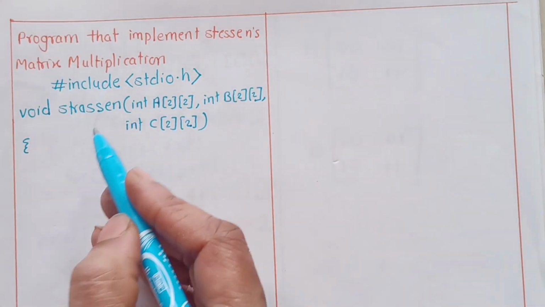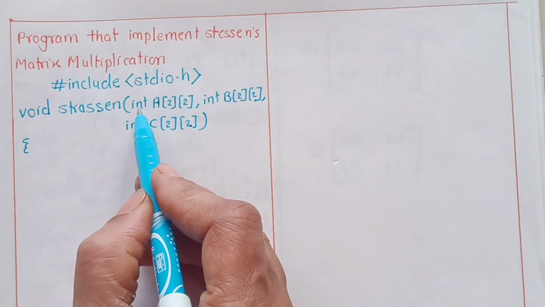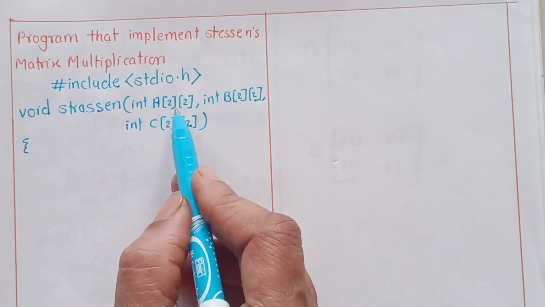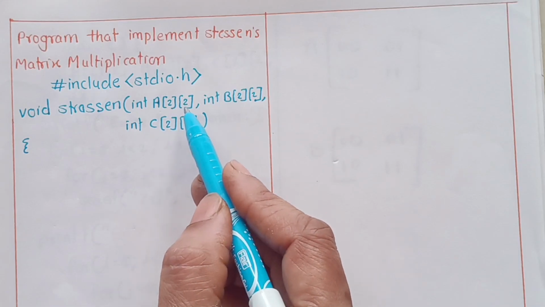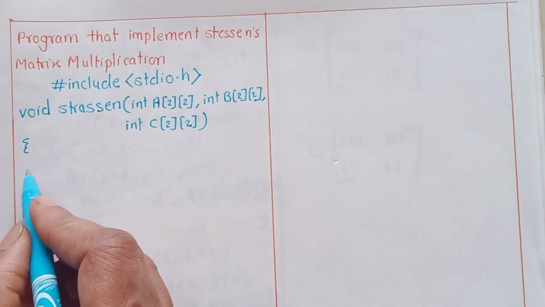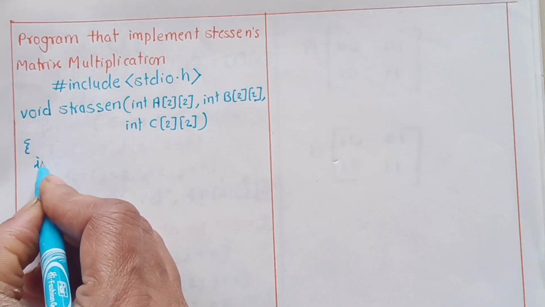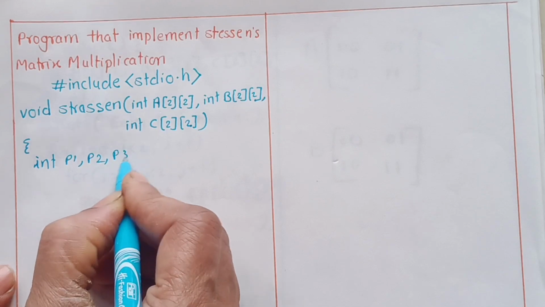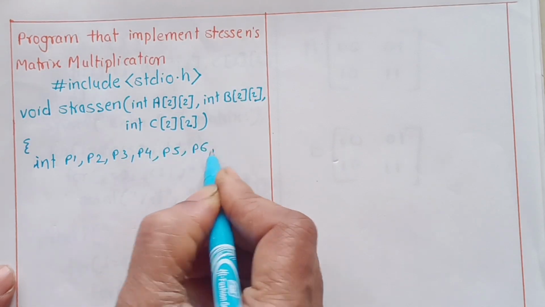So here is your Strassen's function, which we are calling in the main function. So here we are declaring the matrices named A, B and C. So each matrix is of 2 by 2. Okay, 2 columns and 2 rows are there. Okay, so we have to use 7 formulas here. For that we are declaring variables P1, P2, P3, P4, P5, P6 and P7.